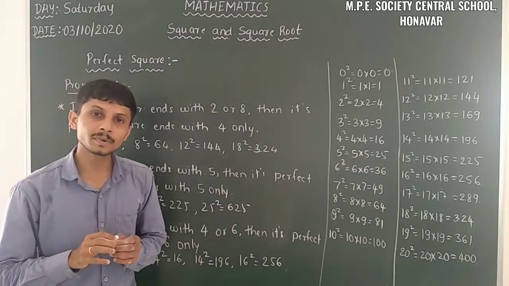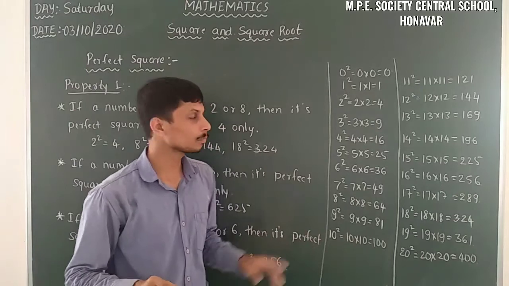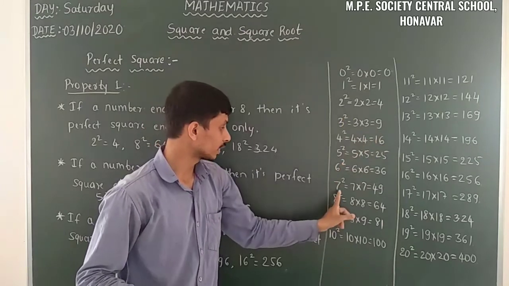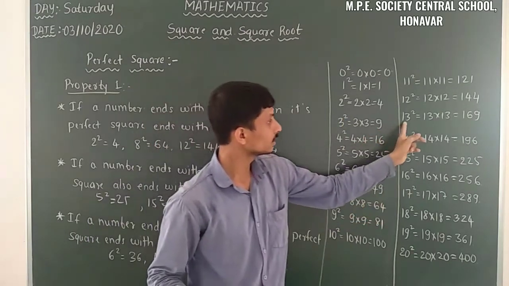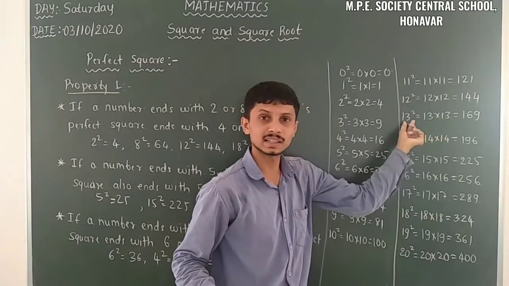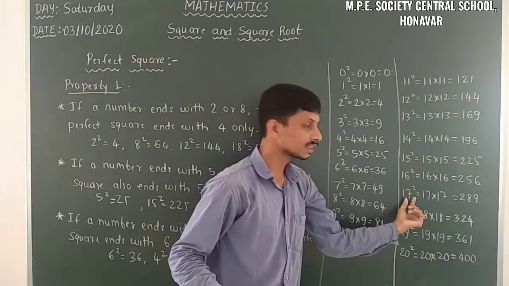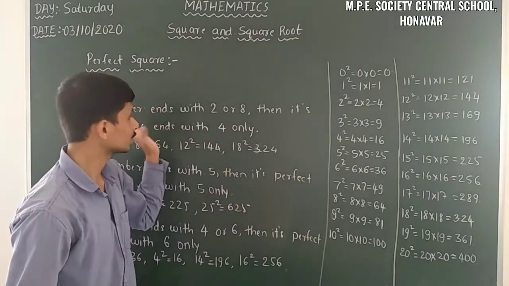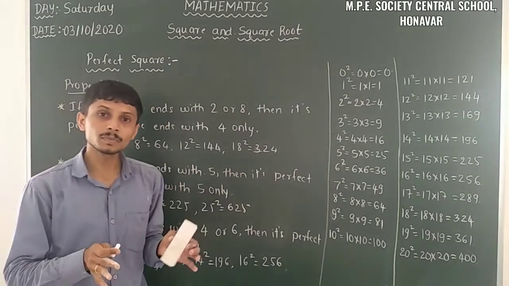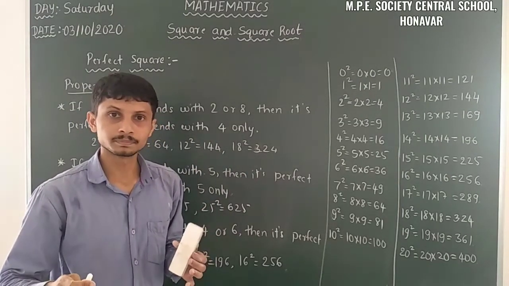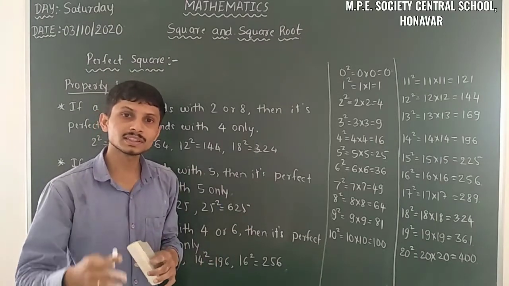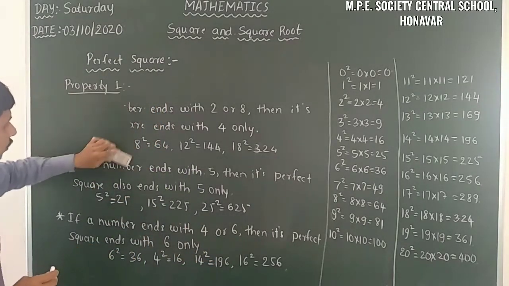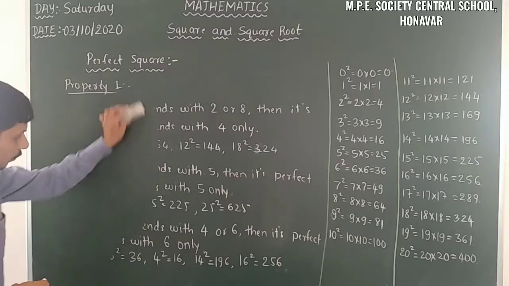Here only the remaining is 9. So what are the possibilities of 9? Just observe, 3 is a possibility, so we get 9 here. Then 7 is a possibility, we get 9 here. 13 is a possibility, we get 9 here. That means 3 is the ending digit here. Then 17, 7 is the ending digit here, so we get the possibility of 9. This is the last point of property 1. Property 1 means it is only about the ending digits. The perfect square always ends with 0, 1, 4, 5, 6, 9.